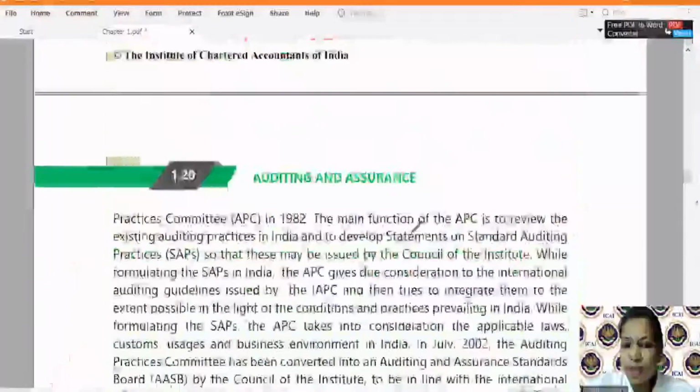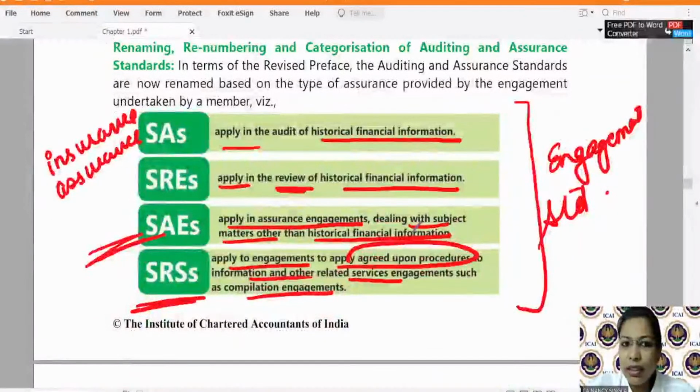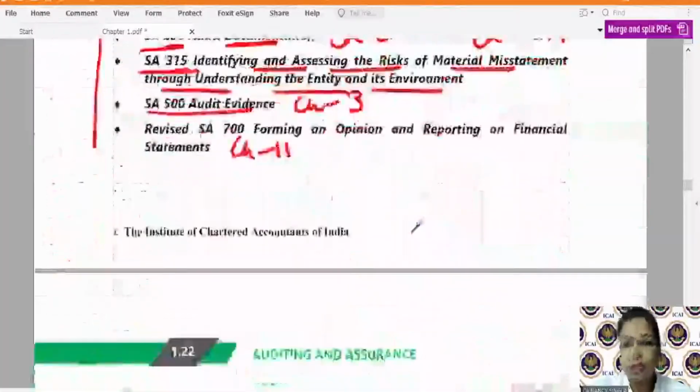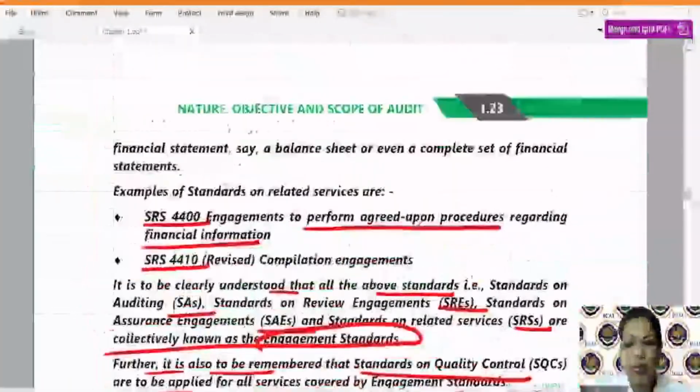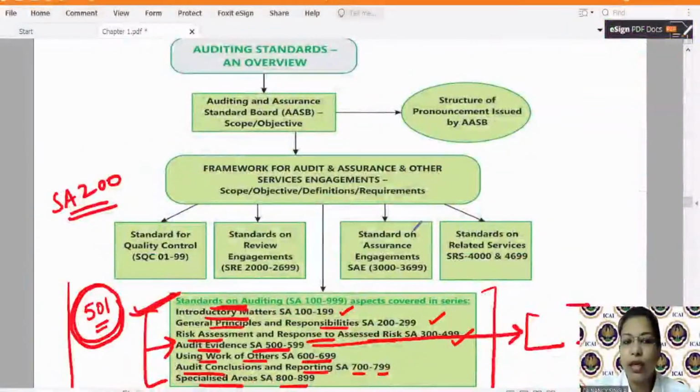What are the various engagements? It can be auditing, audit of historical financial information. Second can be review of historical financial information. Then assurance engagements, dealing with subject matters other than the historical financial information. And then agreed upon procedures in the form of related services. So there are standards with respect to all these 4 kinds of services. And with respect to all these 4 kinds of services, there is one standard on quality control. Remember? So a quick recap so that you all are able to recall what we have done in the last session.